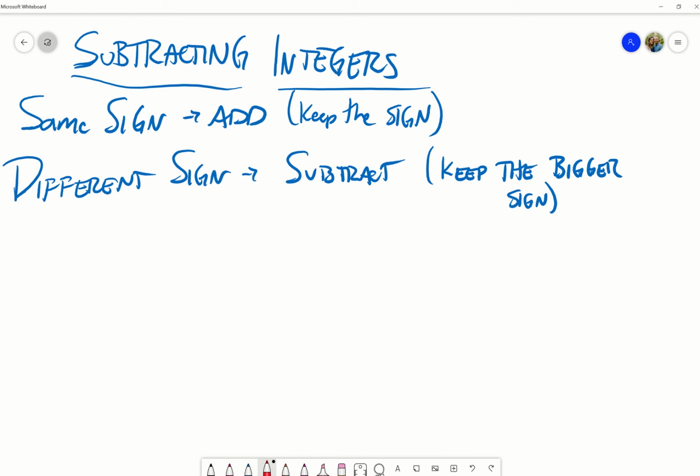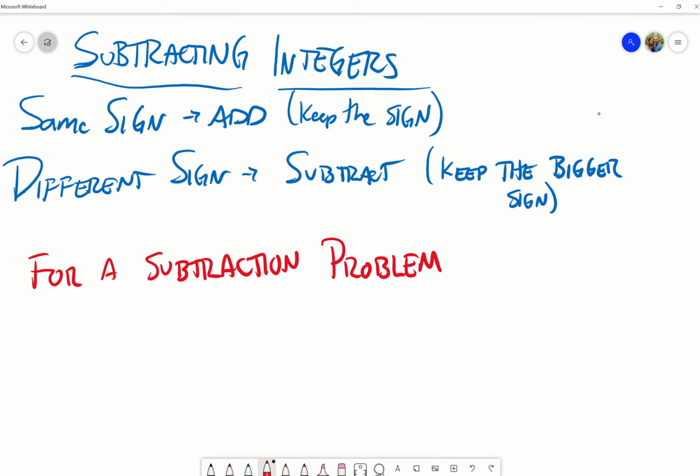Now, we have one rule when it comes to subtracting, and our rule for a subtraction problem is: don't subtract. Okay, so when we're working on a subtraction problem, we actually don't want to do any subtraction. That's not the way we want to go about solving a problem like this.